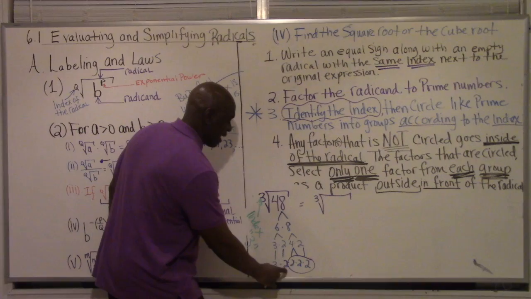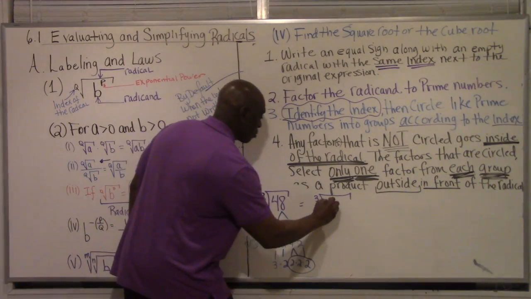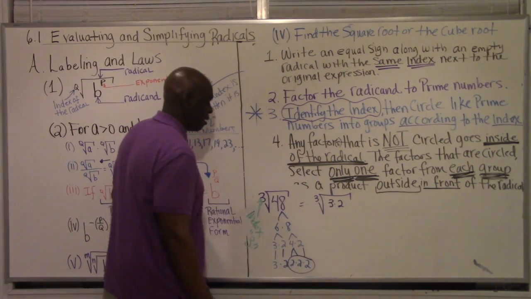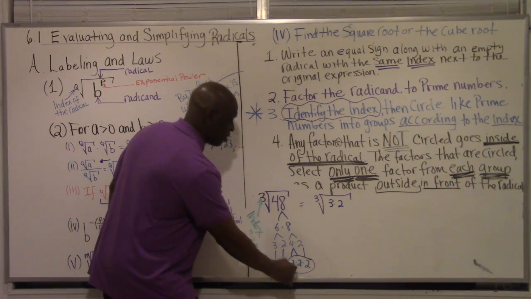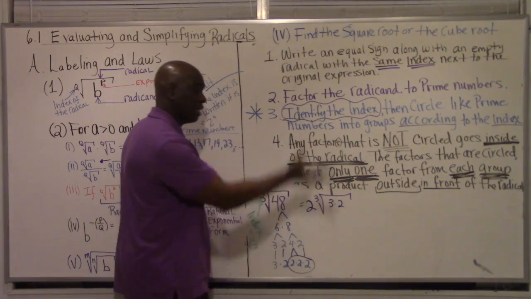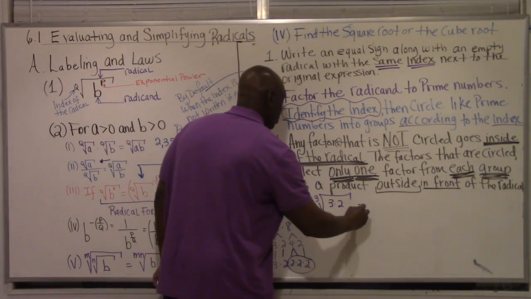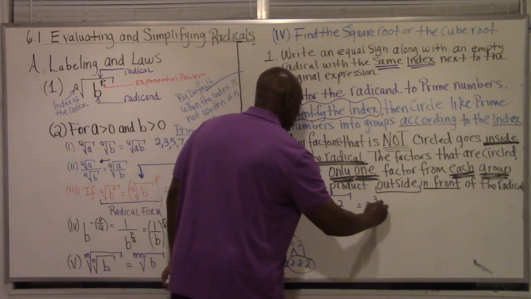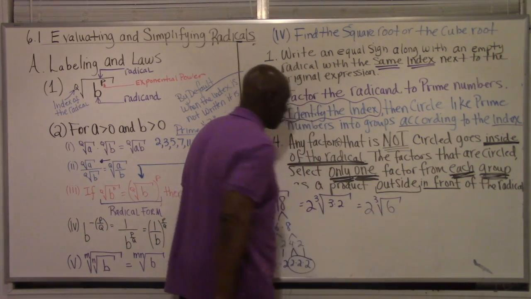This goes on the inside, because it didn't get circled. So 3 times 2, inside. What did get circled, only one representative goes outside. 2. You're done. That's your answer. So it is 2, the cube root of 6.